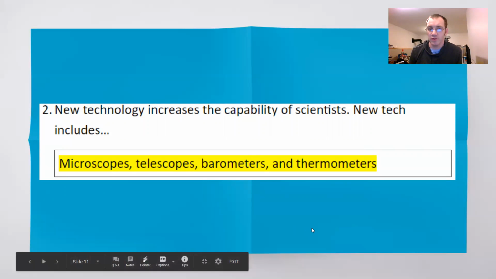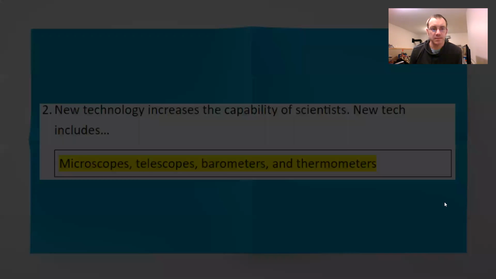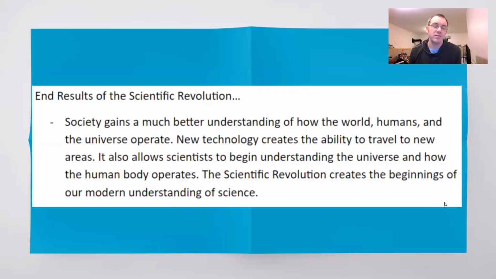So great new tools. You look at the microscope, you can start to see blood cells. You can start to see different microbes and things you never saw before. Excellent in understanding the world better. So what's your end result? Well, society gains a much better understanding of how the world, humans, and the universe operate.